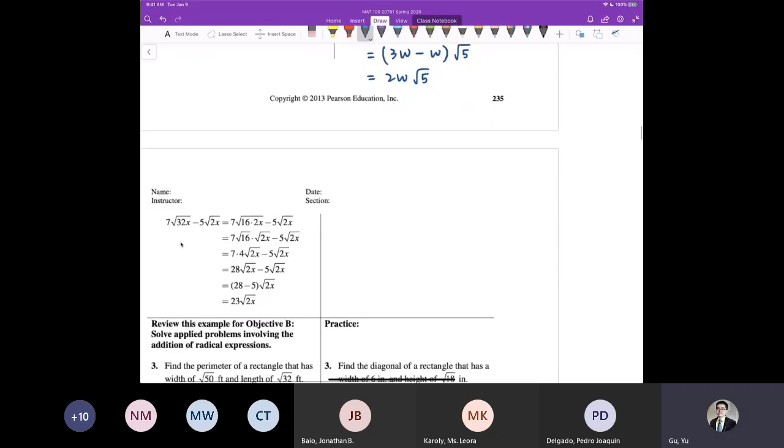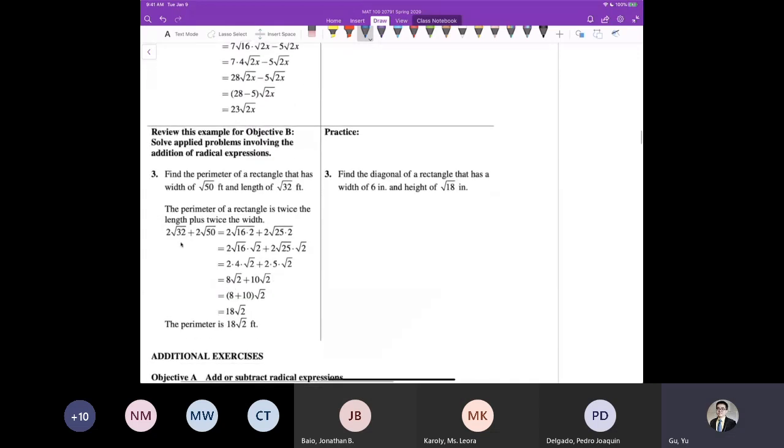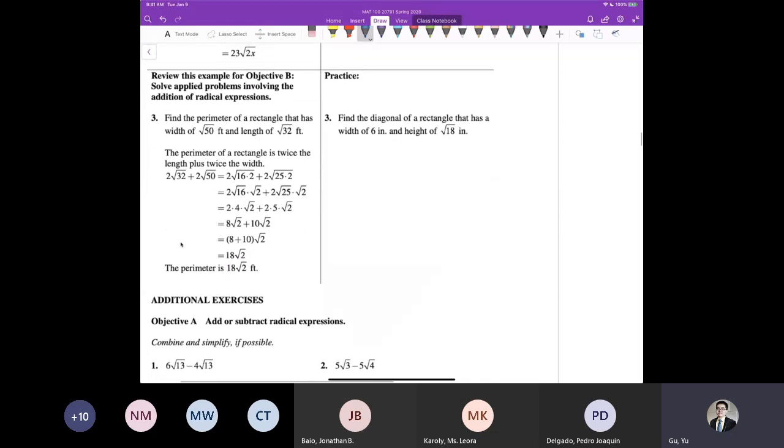All right, moving on to the last practice problem. It's a word problem. They want you to find the diagonal of a rectangle that has a width of 6 inches and a height of radical 18 inches. First, let's graph a rectangle. Okay, very good. And then second, we're going to do the diagonal. The diagonal is defined as connecting any two non-adjacent vertices of a rectangle.